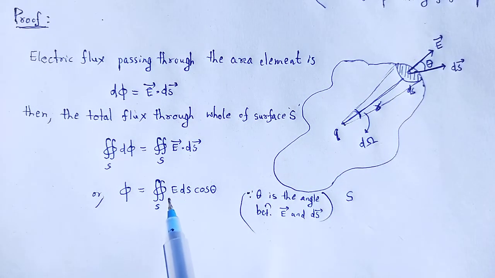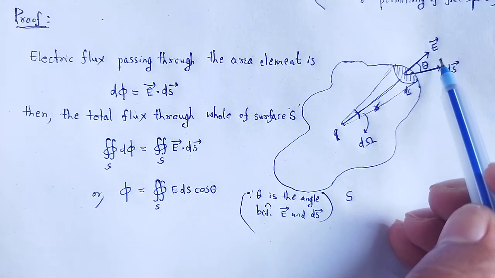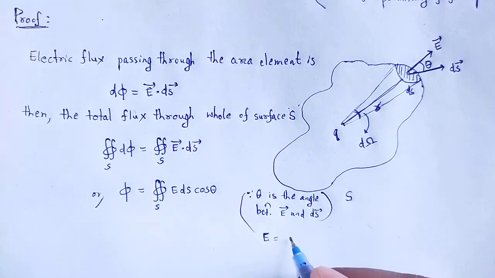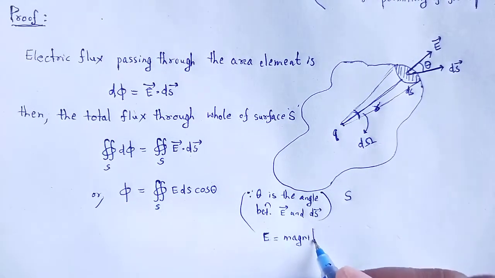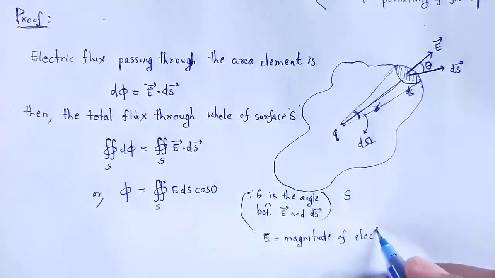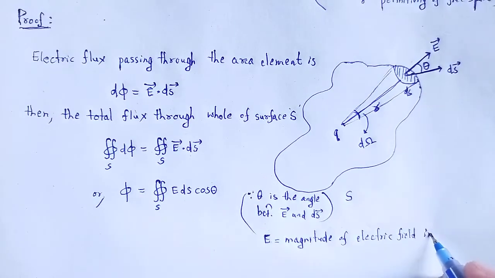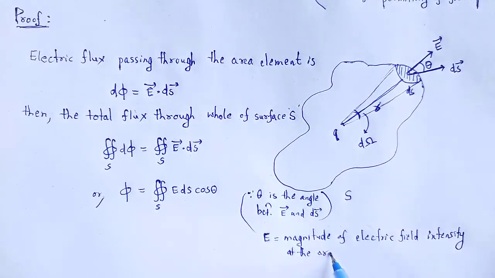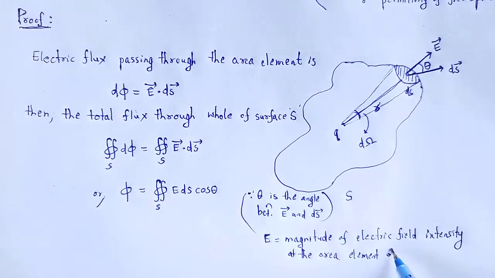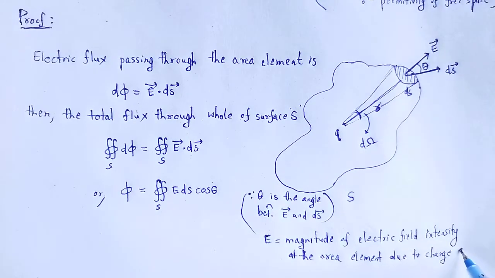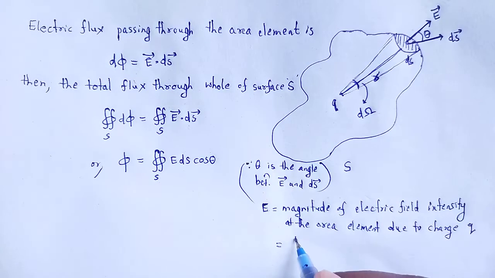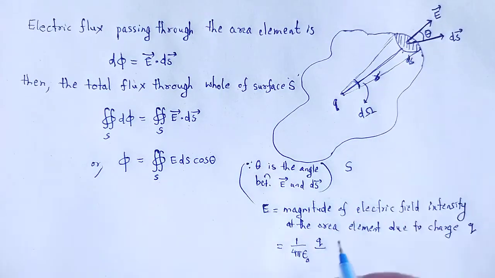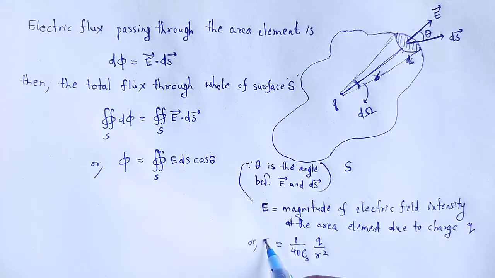Now the electric field intensity at the area element due to the charge q is E. E is the magnitude of the electric field intensity at the area element due to charge q, and mathematically it can be written as 1 by 4 pi epsilon naught times charge q divided by the square of the distance, r square.